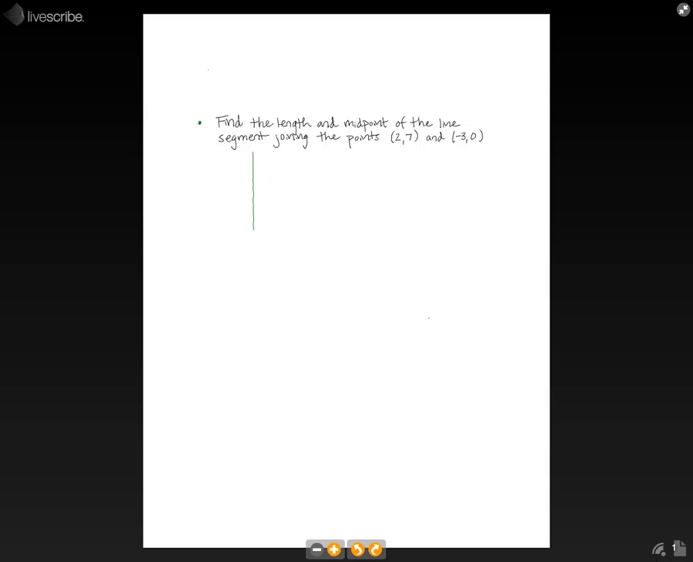So here's my pair of axes. Make some tick marks. And first I'm going to plot the point (2, 7). So I go over 2 and up 7. There's my point. And then the point (-3, 0), we count back 3. And the y component is 0, so it's going to be on this line. And connecting these, we get the line segment that we're going to find the length and midpoint of.